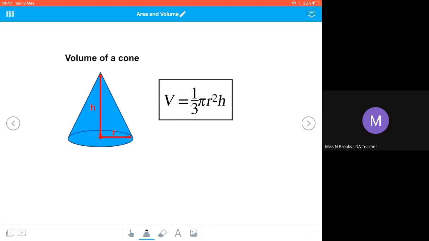Now I want to look at the volume of a cone. And for the volume of a cone, I'm working out the area of the base, and I'm substituting that in place of the A in V equals a third AH. And then this time I've got V equals a third pi r squared h, because I know that the area of a circle is pi r squared.